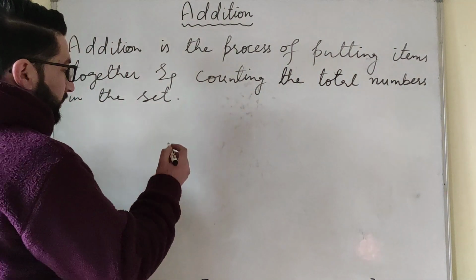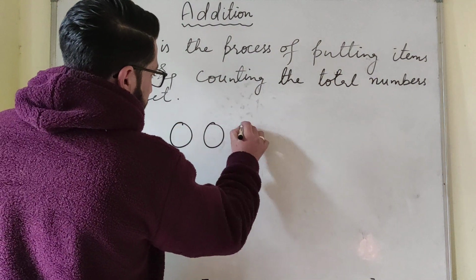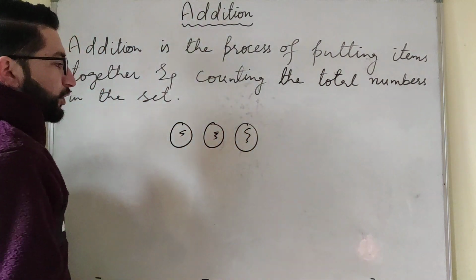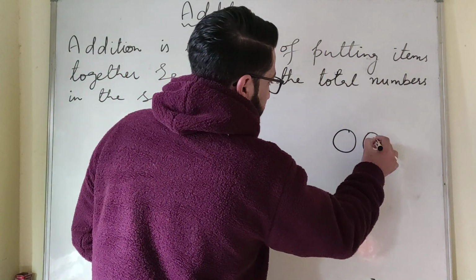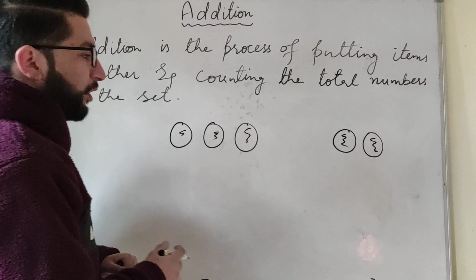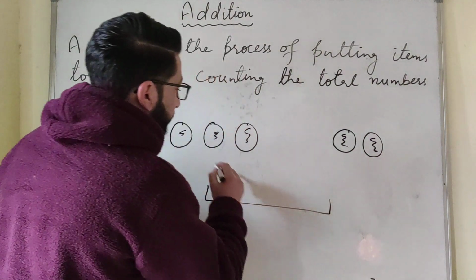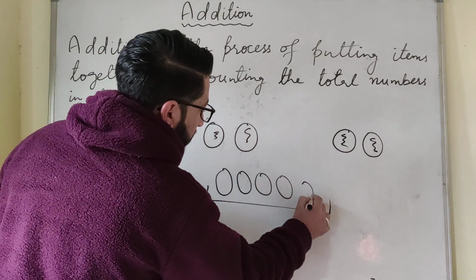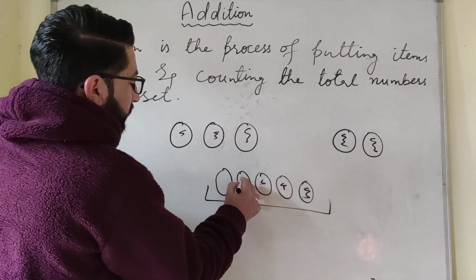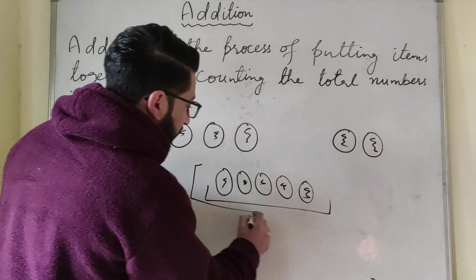Suppose Rahul is a boy and he has got 3 apples. 1, 2 and 3. So his friend came and gave him 2 more apples. So what will Rahul do with these apples now? He will bring a basket and put them all inside the basket. So now in this basket there is a set formed.